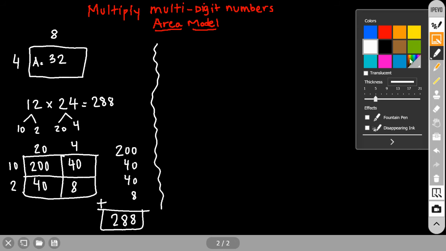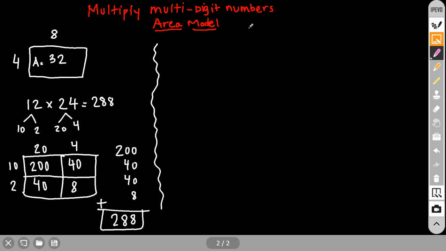Let's try another one. Okay, I'm going to change the color. We are going to do 32 times 45. Okay, so first step, we need to decompose these two numbers. There are two digits here. So the 3 is actually a 30. And then the 2 is a 2.